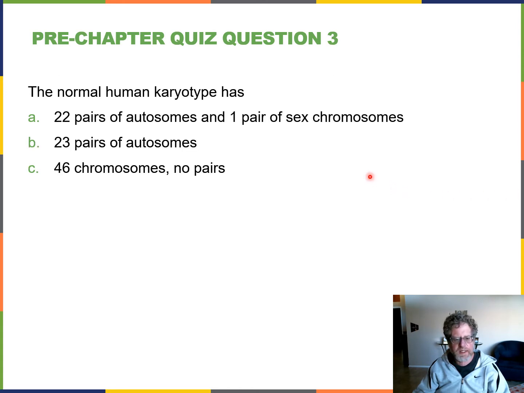And the normal human karyotype. Okay, so we have 46 chromosomes, and they're found in pairs, and the normal karyotype has 22 pairs of autosomes, non-sex chromosomes, and 1 pair of sex chromosomes. Okay.